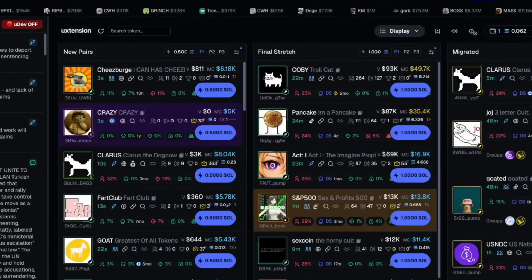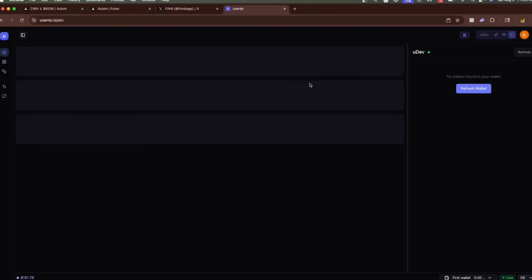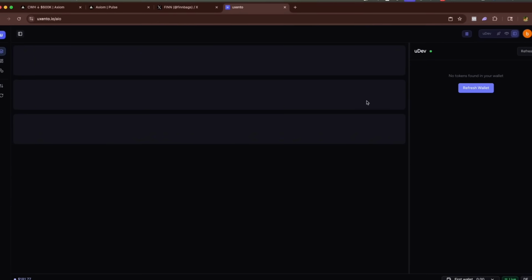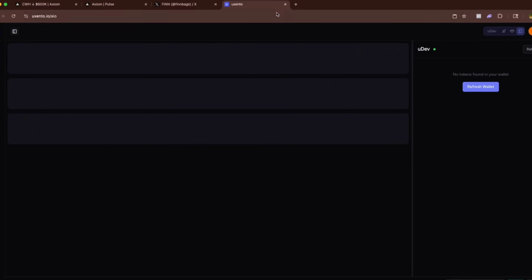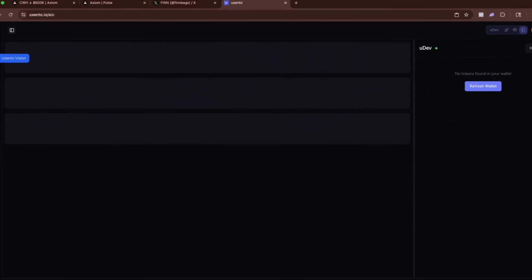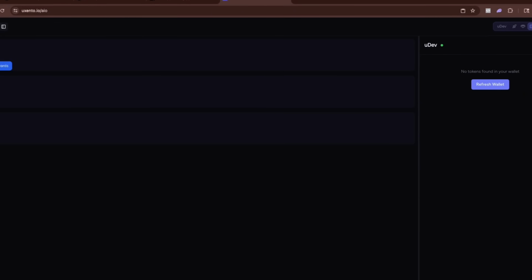Another tool that I really like to use is called Uxento. This is by far the best tool right now, and it's free. There are so many cool features. If you have two monitors, I highly recommend putting this on your other monitor. Let me go to the sign in tab here, and then Uxento Vision.